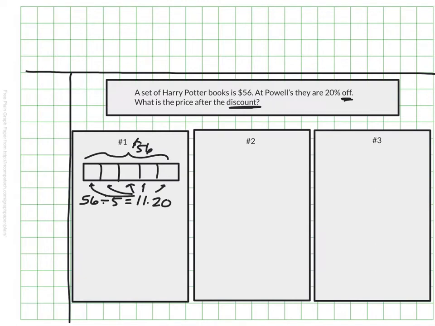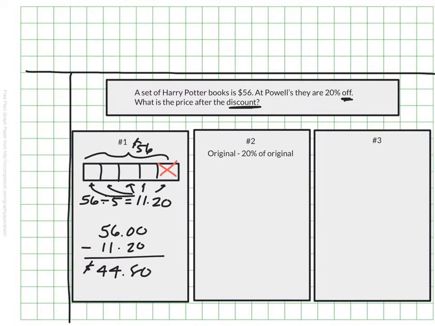But we are saving 20%, right? So that means we don't have to pay one of these sections, right? This is now going to be removed. We're not going to need to pay that. So step one was figuring out what 20% was, and that was $11.20. But step two now is to figure out how much we would have to pay after the discount. And if we do that, we'll just subtract, and we'll end up getting $44.80. So that's the new price of the book.